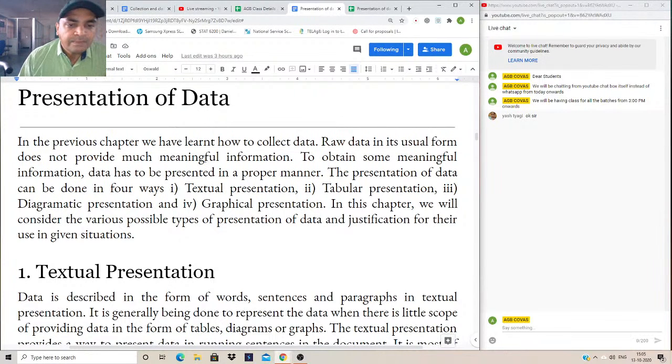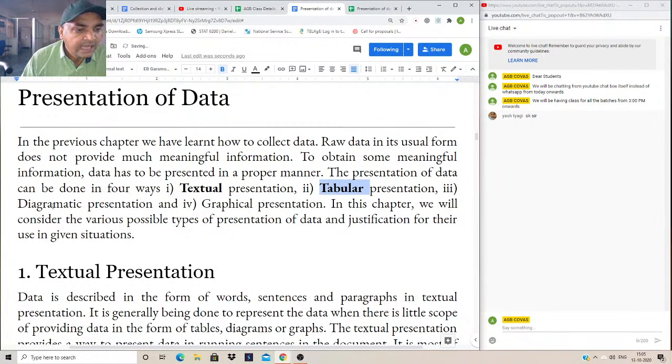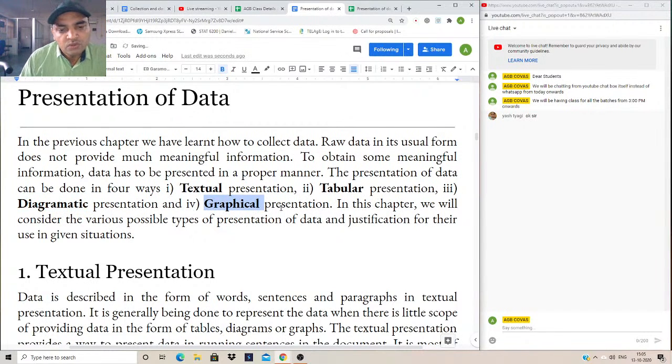In our previous chapter we learned how to collect the data. Now raw data in its usual form does not provide much meaningful information. To obtain meaningful observations, data has to be presented in a proper manner. This presentation of data can be done in four ways. The first way is textual presentation. Another way is tabular presentation. Then comes diagrammatic presentation, and the last one is graphical presentation. By using these four presentation methods, you can present your data in a proper manner so that it can easily be understood by the reader.